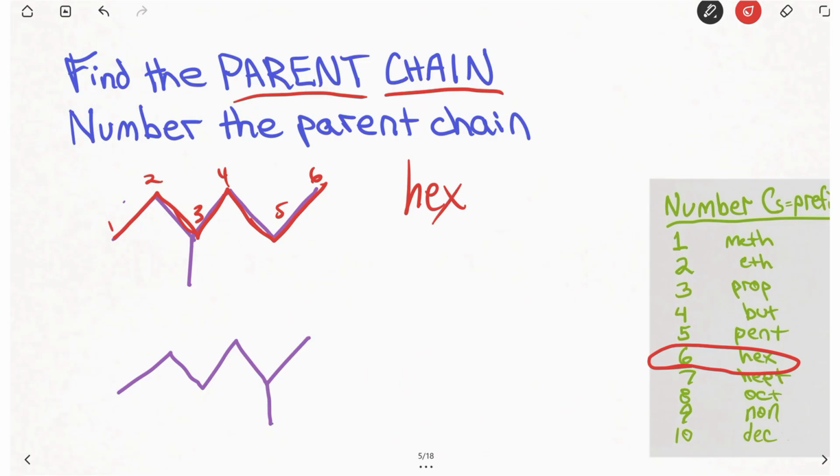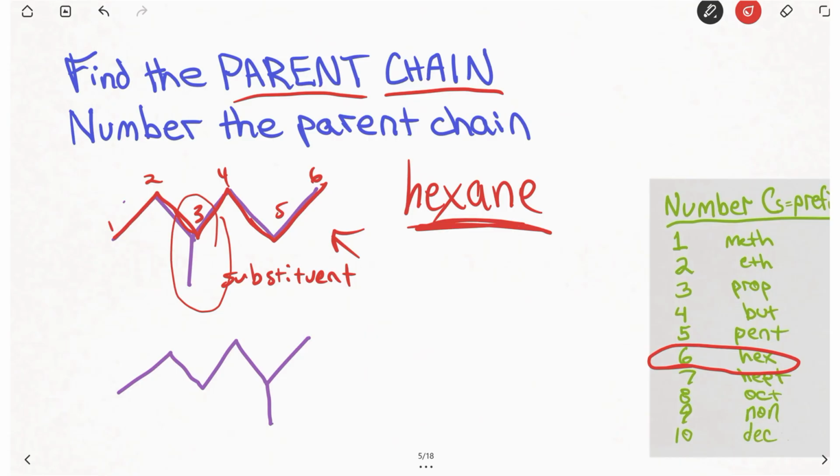And as you can see, these are all single bonds, right? So we know the suffix is going to be ane. So we know this is some type of hexane. It just depends on where this side chain, this substituent, is located on the carbon chain, and also what shape it's in and how many carbons that substituent has itself, that will classify this hexane further and specify what kind of hexane this is. And we'll get to that in a minute.